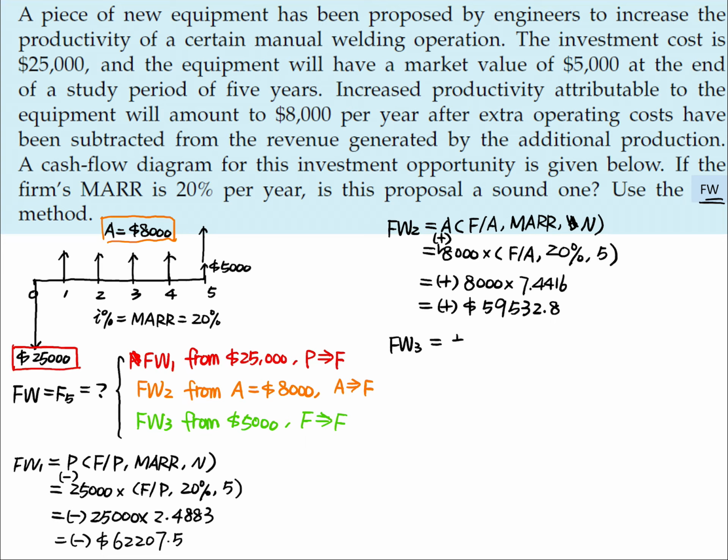The third part already occurred at the end of the 5th year, so you don't have to convert anything. So it is positive 5,000. Now you need to sum the three parts up to know what is the total FW.